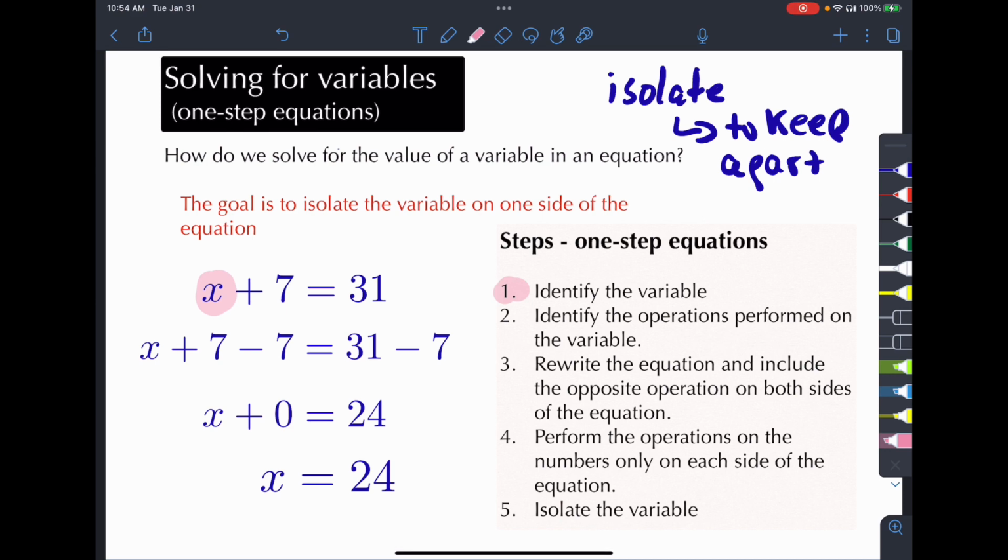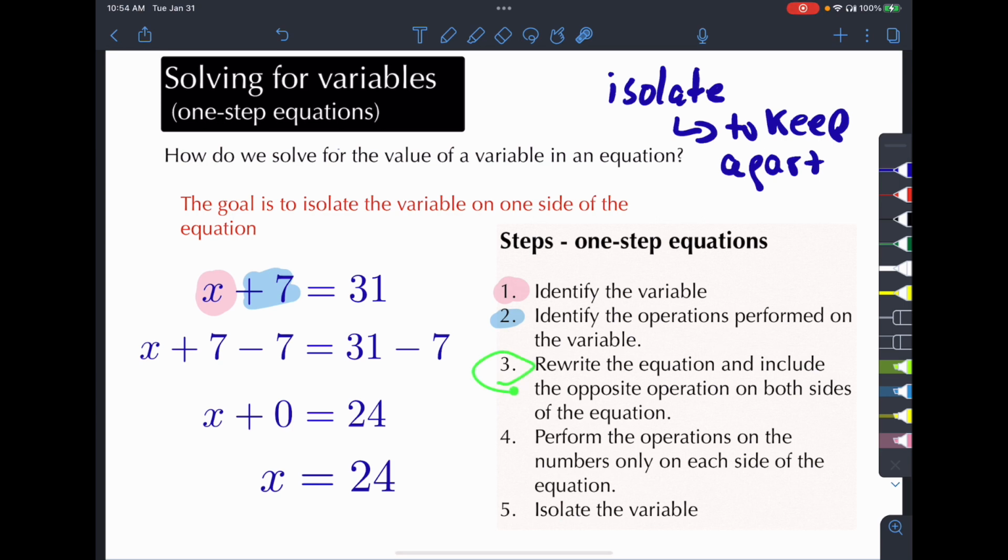Now, step two over here is to identify the operations performed on the variable. Well, here's our variable, and the operation performed on it is this plus 7. So let's just highlight the plus 7. So that's step two. All right, so first step, identify the variable. Second step, identify the operation performed on the variable.